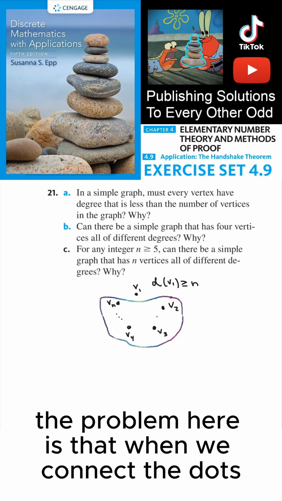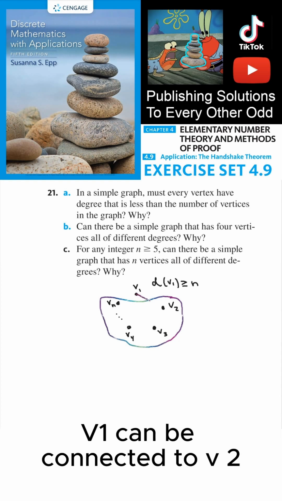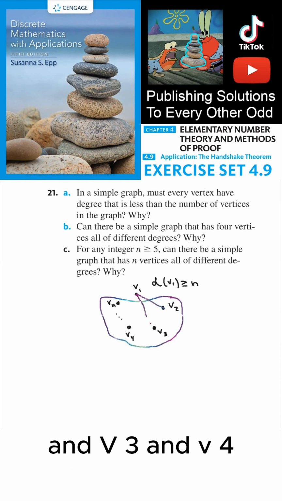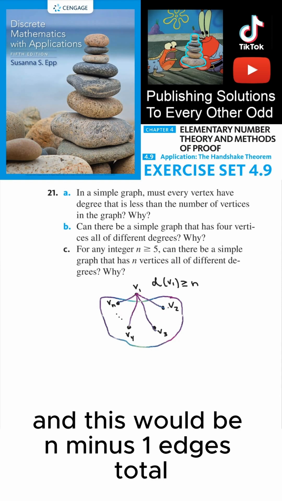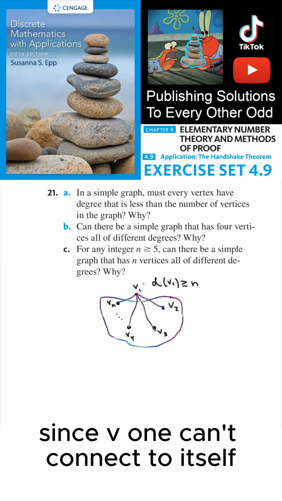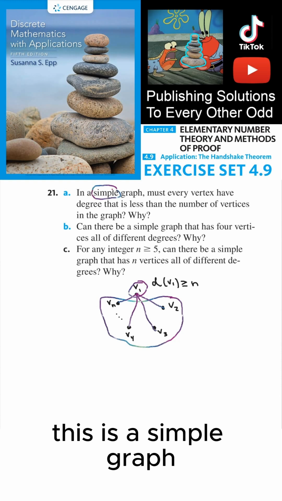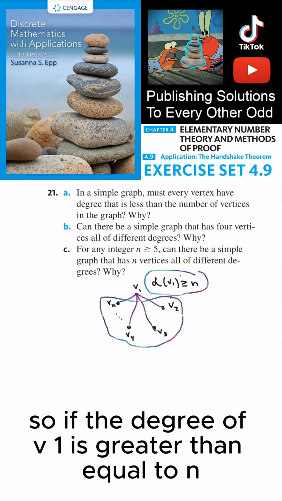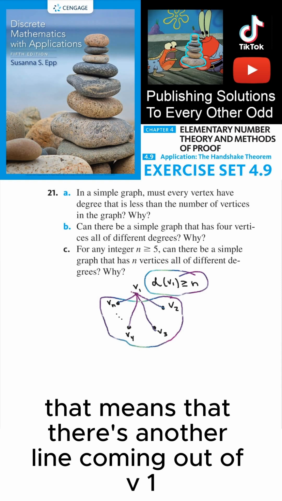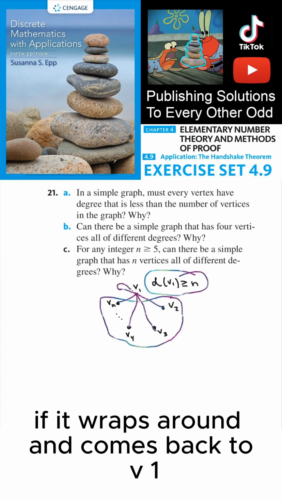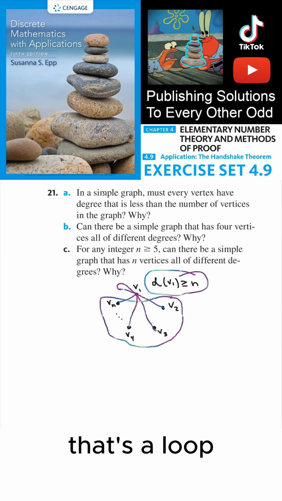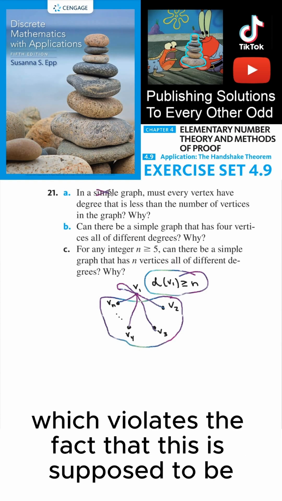The problem here is that when we connect the dots, v1 can be connected to v2 and v3 and v4 all the way up to vn, and this would be n minus 1 edges total, since v1 can't connect to itself. Keep in mind this is a simple graph. So if the degree of v1 is greater than or equal to n, that means there's another line coming out of v1. And this begs the question, where does this line go to? If it wraps around and comes back to v1, that's a loop, which violates the fact that this is supposed to be a simple graph.